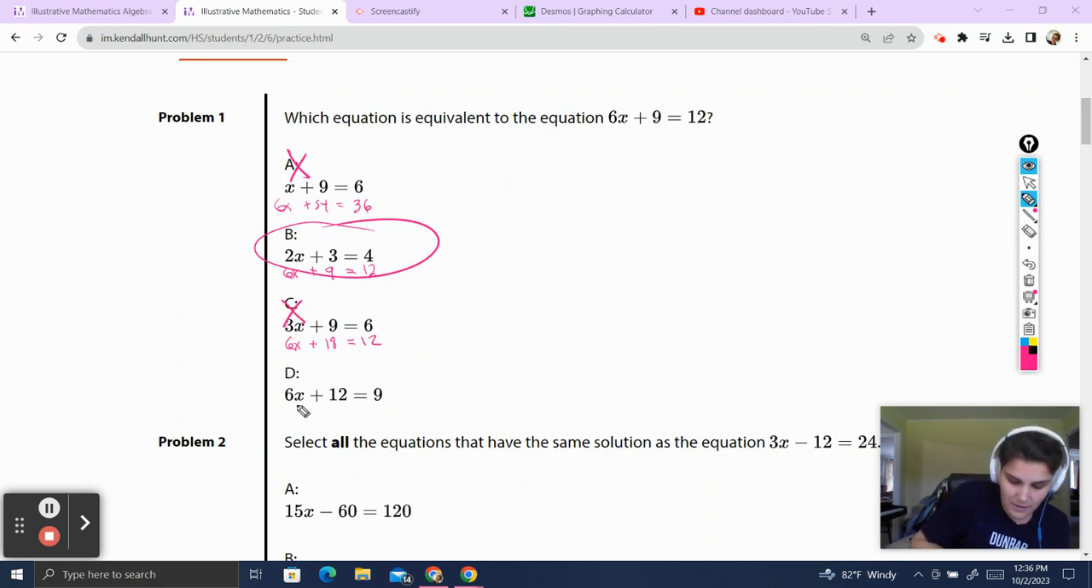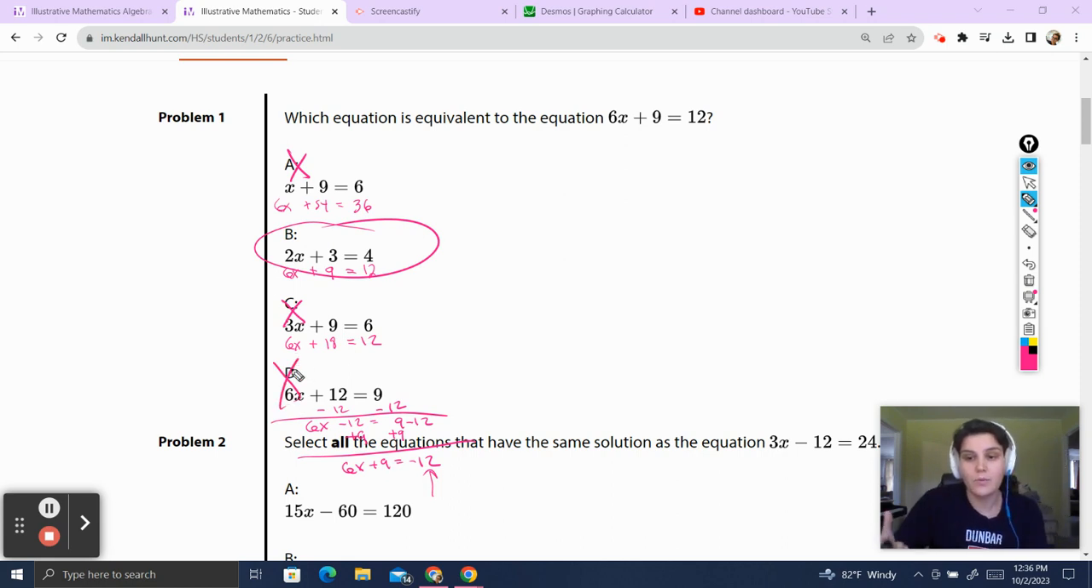This last one, well, our 6x matches, but we have a 12 here and we have a 9 here. So let's put this 12 on the other side. We're going to subtract it from both sides, and we're going to get 6x minus 12 is equal to 9 minus 12. And then we want to get the 9 on the other side, so I'm going to add the 9. And now our 6x plus 9 is equal to negative 12. Well, this looks similar, but this one over here is negative, which tells me it's a no-go as well.